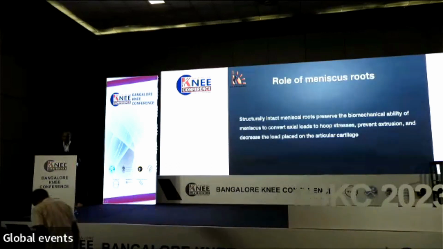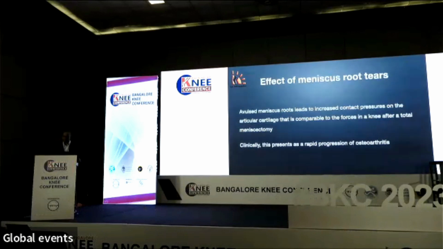The role of the meniscus roots is very important. It helps the meniscus preserve the biomechanical ability to convert axial loads to hoop stress, prevent extrusion, and decrease the load placed on the articular cartilage. Avulsed meniscus roots lead to increased contact pressures on the articular cartilage, comparable to the forces of a knee after a total meniscectomy. Clinically, this progresses to rapid progression of osteoarthritis.